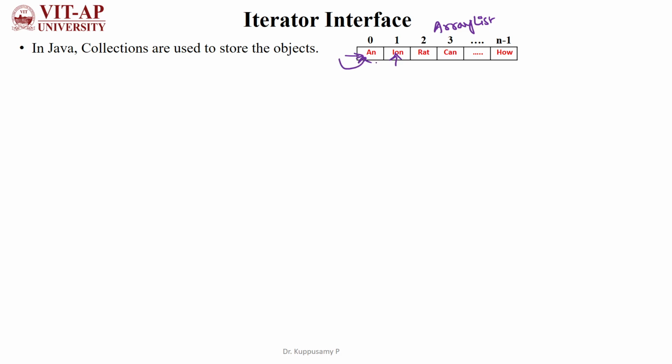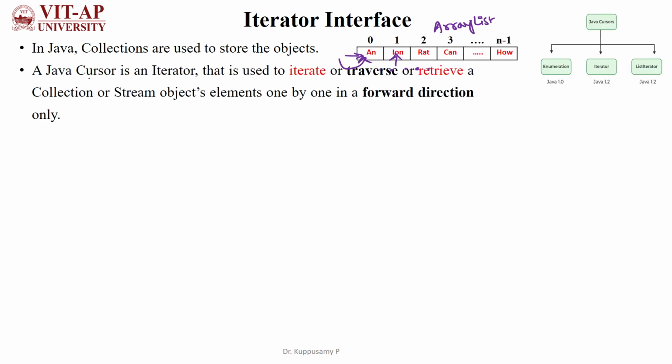Then after accessing the first element, if it wants to move further, we need a control in Java programming. That control is called the Java cursor, which is an iterator used for iterating or traversing the control from one element to another element. At the same time, it will retrieve the elements stored in the collection as a group of objects. It will move the cursor one by one to access those elements in the forward direction only. It will not come in the backward direction.